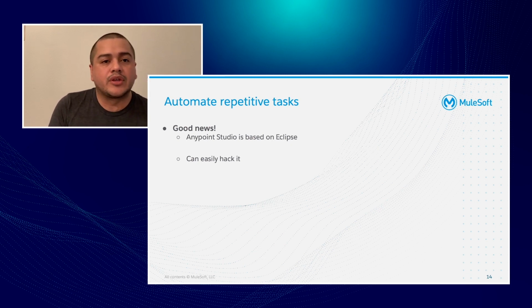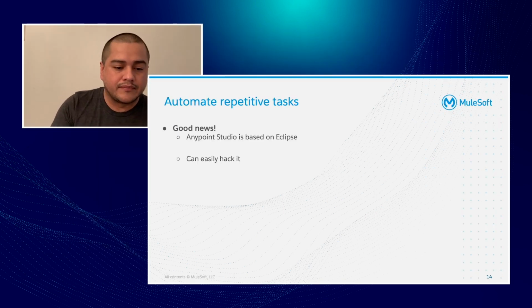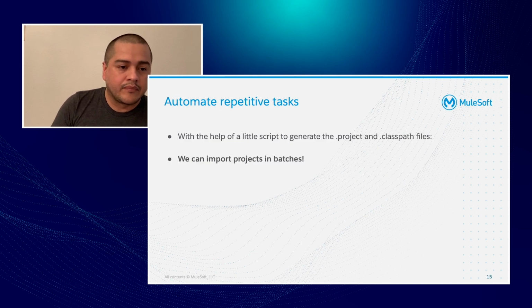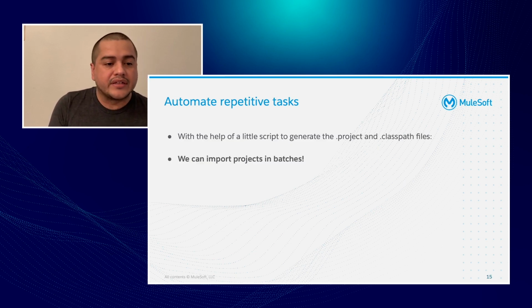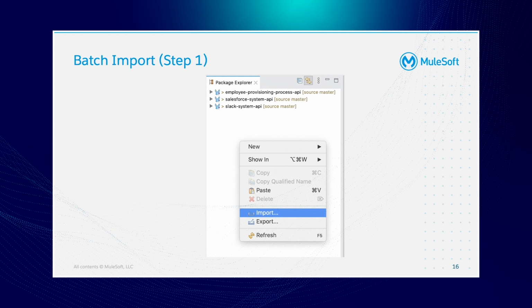But there is some good news. Anypoint Studio is based on Eclipse, so we can easily develop some plugins, or we can import and export some configurations. So it's very customizable. What I do here is, with the help of a little script, generate the project and the classpath files, so I can import the projects in batches. Which is very convenient because I don't need to spend a lot of time importing one project at a time. And the way it works is like this.